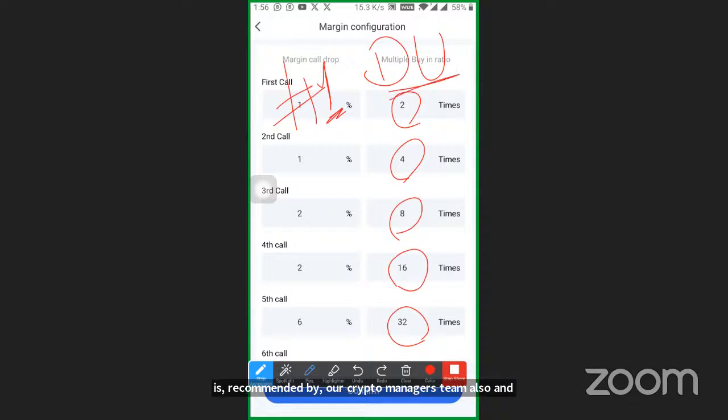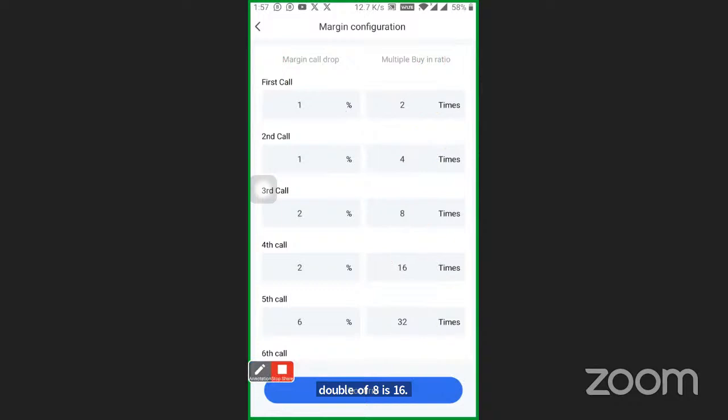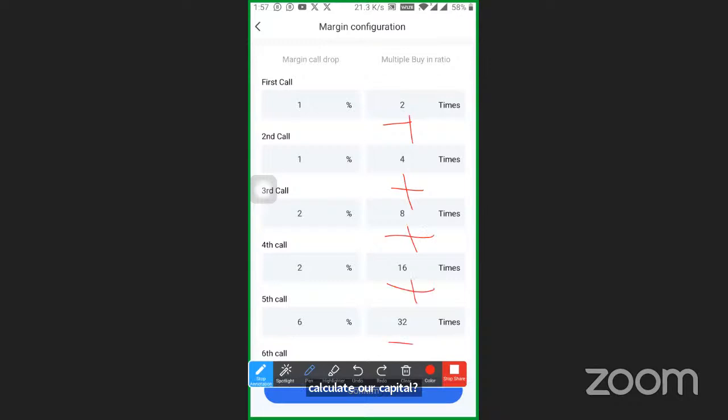What is double up? Double up means every time you are buying double of what you bought before. So if you buy 2 times in the first call, you are buying double of what you bought in the first call. Double of 2 is 4, double of 4 is 8, double of 8 is 16, double of 16 is 32, and so on. So how do we calculate our capital? That is very simple. Just add up all these figures, add all these times, and the total comes, multiply it with the first buy. That will give you how much capital is required.